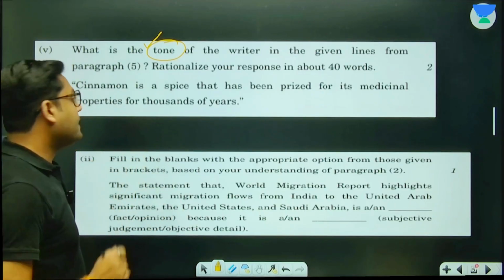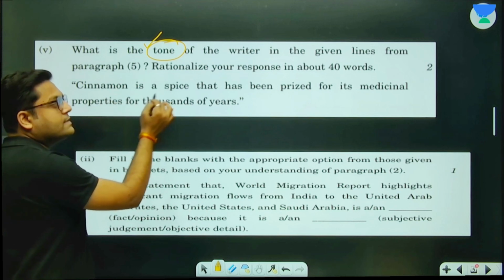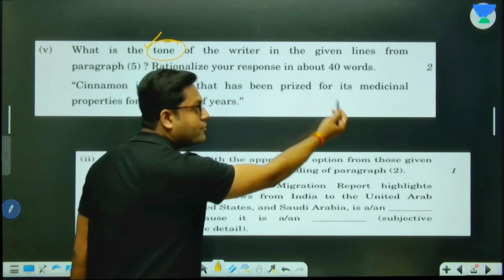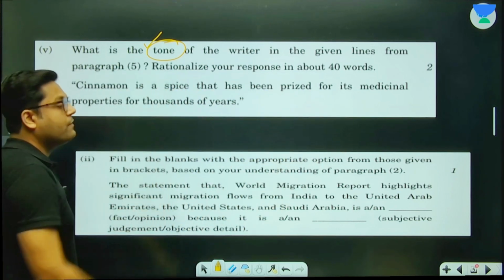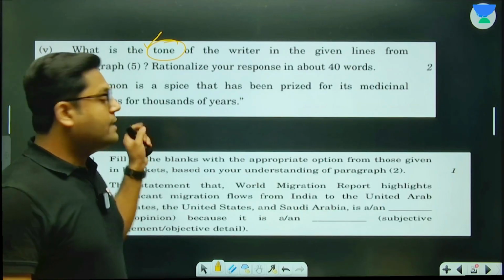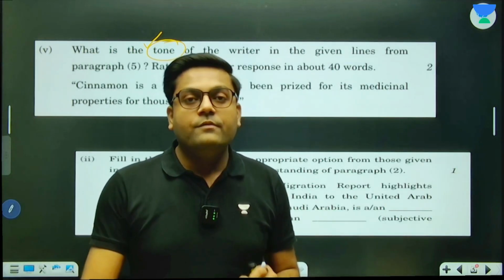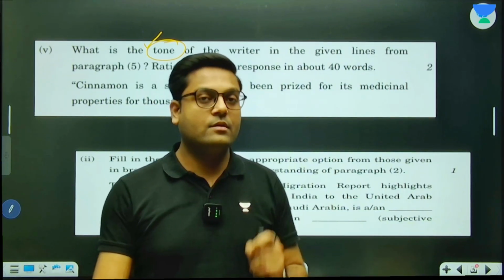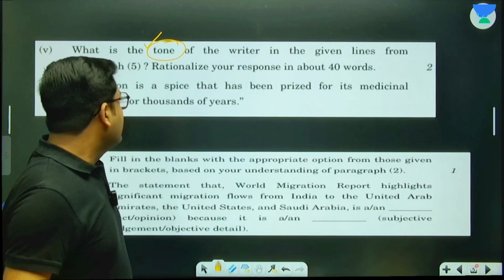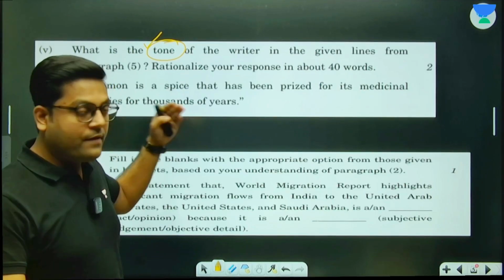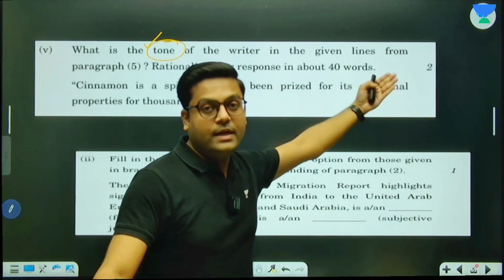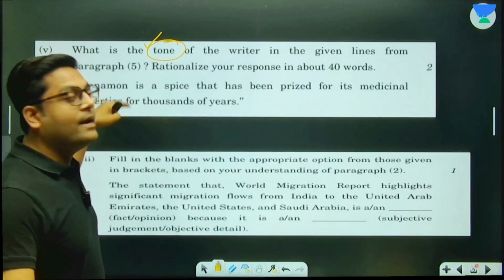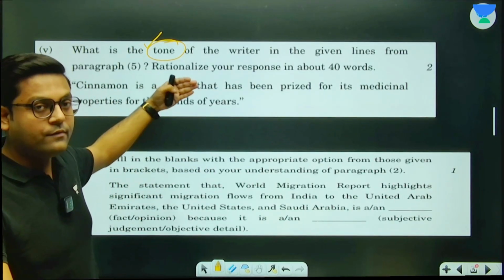So by reading the line, we can see that cinnamon is a spice that has been prized for its medicinal properties for thousands of years. As you can see in this particular line, we have been given information or some sort of fact about a spice called cinnamon. Now about cinnamon, what we know, the fact, is that it has medicinal properties and it has been used for thousands of years.